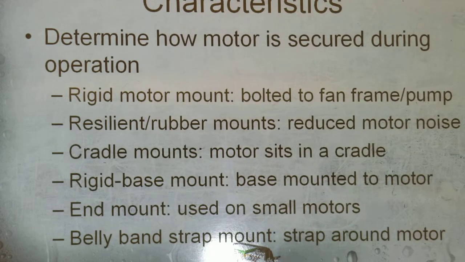Motor mounting characteristics determine how a motor is secured during operation. Rigid mount: motor bolted to fan frame or pump. Resilient rubber mounts reduce motor noise. Cradle mounts: motor sits in the cradle. Rigid base mounted to motor. End mount used on small motors. Belly band strap mount, strap around the motor.